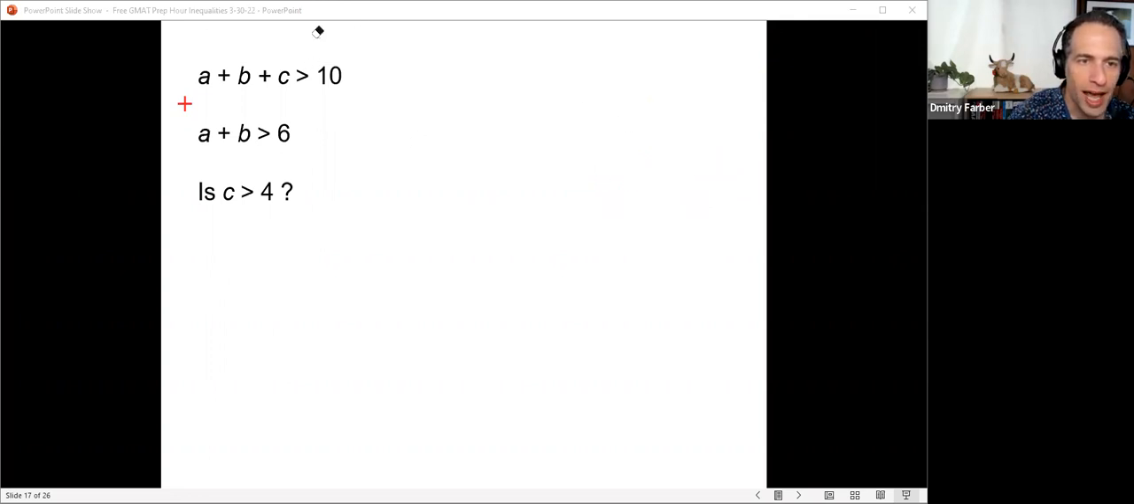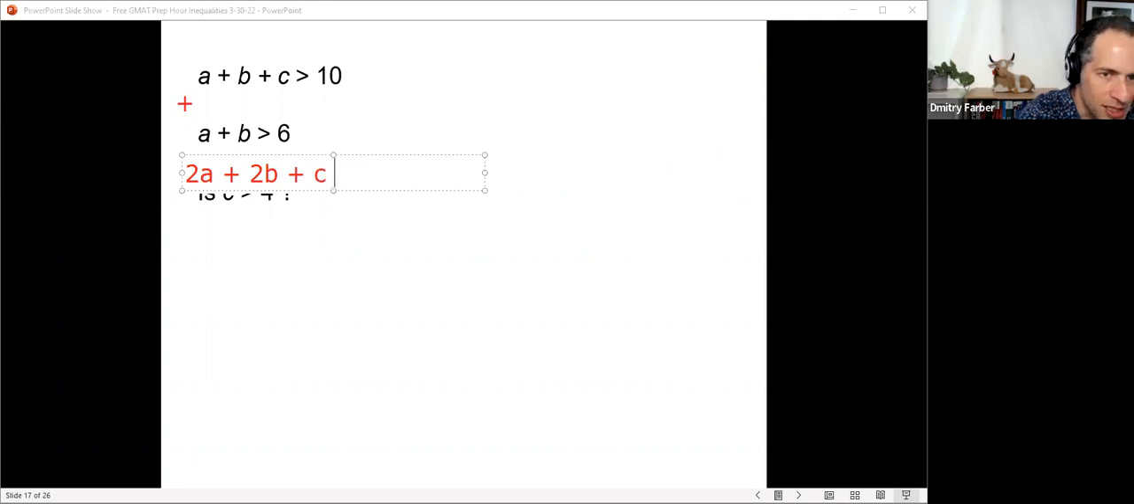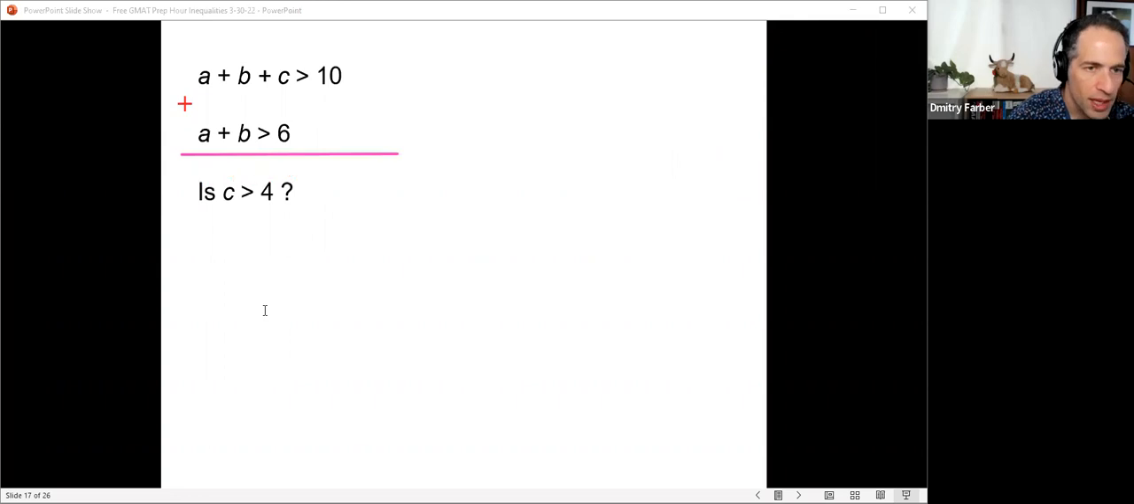So we could add these directly, but then we'd get this, right? We'd get 2a plus 2b plus c is greater than 16. That might not put us any better off than before. However, we could then multiply through by a negative. The problem is when you multiply through by a negative, the sign shifts, and that doesn't really help us much either, right? So this is not, as we saw, sufficient to find the answer.